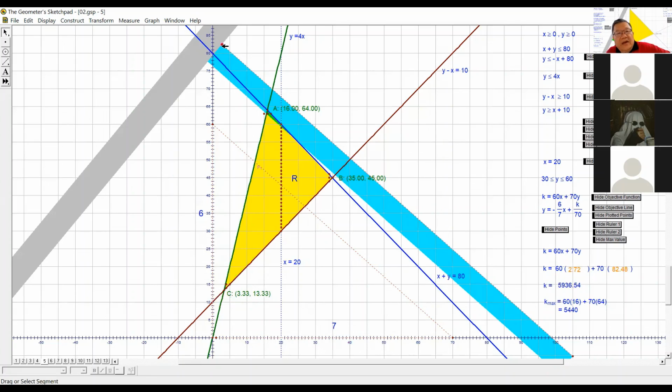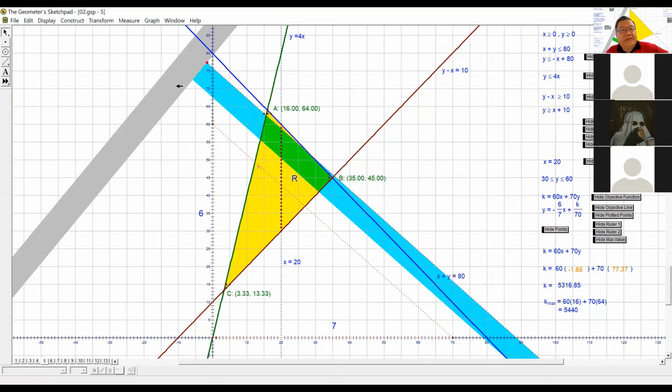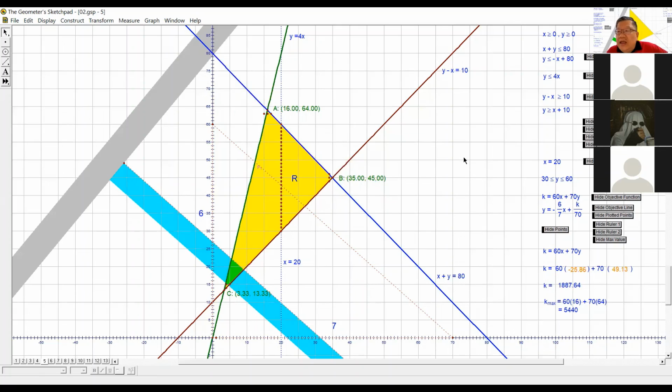But then the objective function is outside the shaded region. If it is outside the shaded region, then you cannot use any point outside the region, right? So although the fees collected may be higher, it is not valid. Okay, any question?